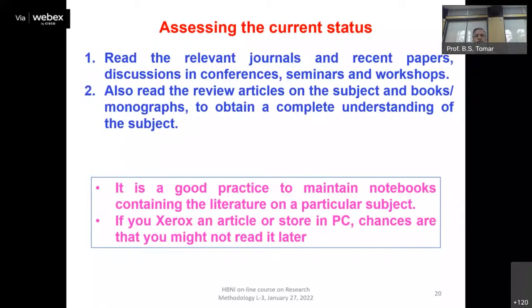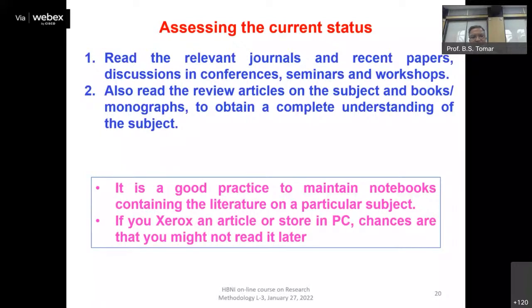And also you need to attend conferences and workshops so that through the deliberations of the seniors in invited talks, you come to know a lot about whether something has been done or not. Also read the review articles on the subject and books, monographs to obtain a complete understanding of the subject before you make a selection of a problem for your research.